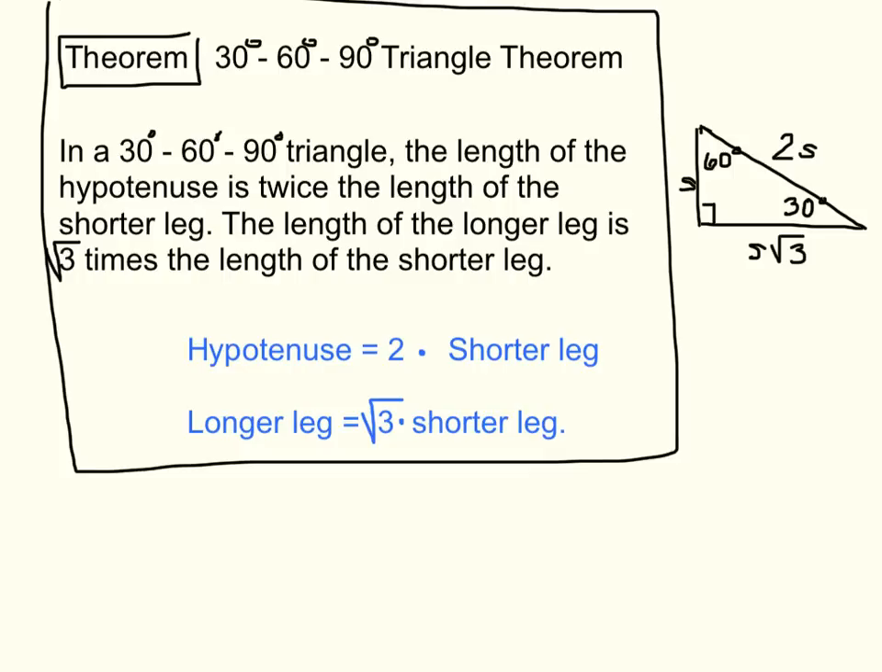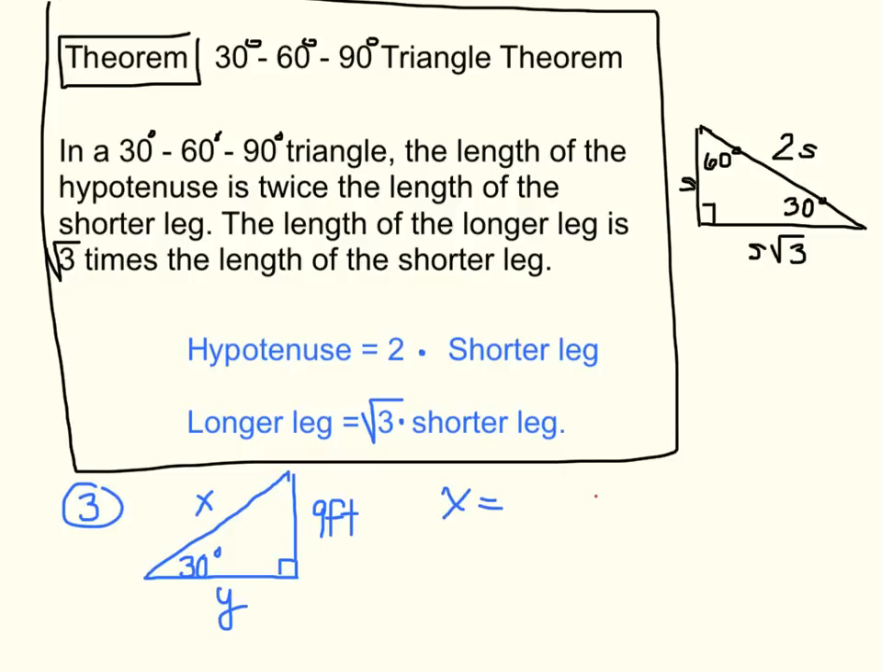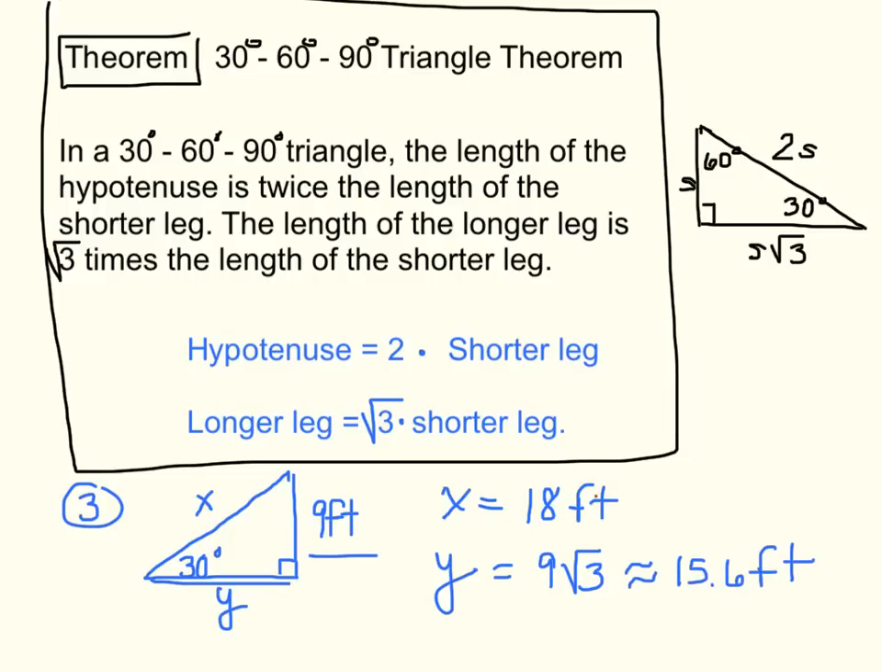And I'm going to try to fit it down here at the bottom. In example number 3, I want to find the value of x and y. Well, to find the value of x, which is your hypotenuse, it says right here, the hypotenuse, you take 2 times the shorter leg. Well, the shorter leg here is 9, so we're going to take 2 times 9. That means the hypotenuse is going to be 18 feet. The y is our longer leg, and to find the longer leg, it says to take the shorter leg, which is 9, times the square root of 3. So we have 9 times the square root of 3, which is approximately 15.6 feet.